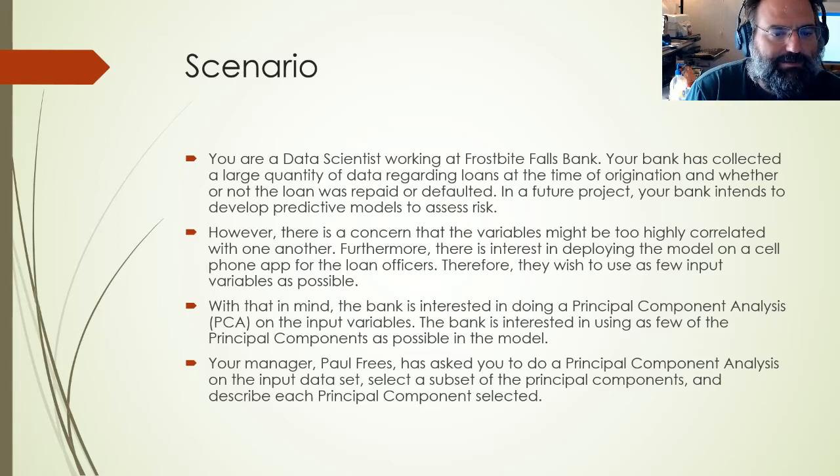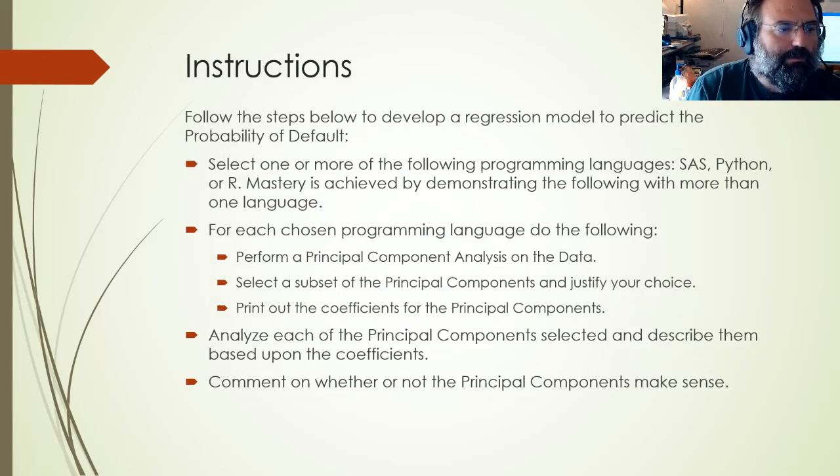So basically, here, same sort of thing. You've collected a large amount of data about people paying their bills and forfeiting on loans and so on. Now you're going to be using PCA to figure out what variables make the best projection. So that's that. Again, multiple languages, so SAS and Python most likely. Develop a regression model to predict the probability of default using PCA, and then use a subset of the PCA components and justify your choice.